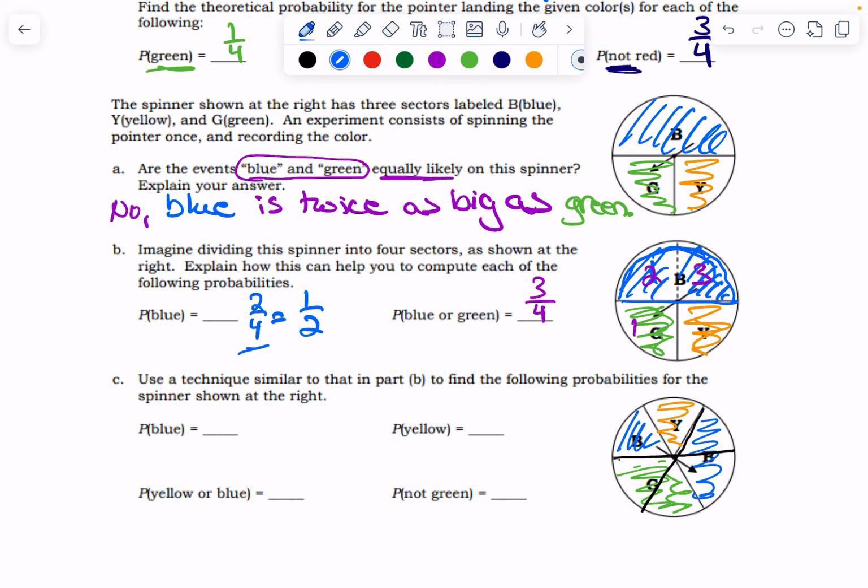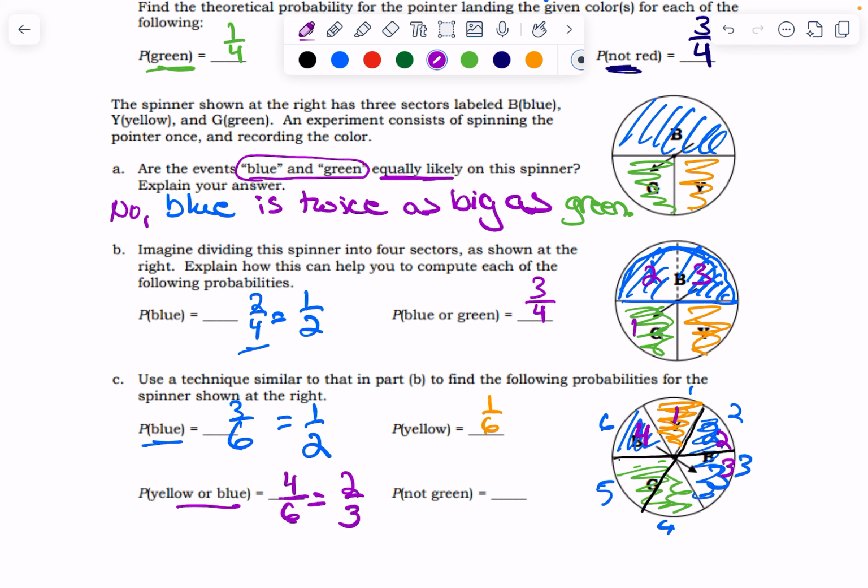So now the probability of a blue, we've got 1, 2, and 3, same size. So 3 out of the 6 that we have, 1, 2, 3, 4, 5, and 6, which simplifies to 1/2. Probability of a yellow, well, there's 1 yellow here, 1 out of 6. Next, we have yellow or blue. So we have 1, 2, 3, and 4, yellow or blue. So 4 out of 6, which simplifies to 2/3.